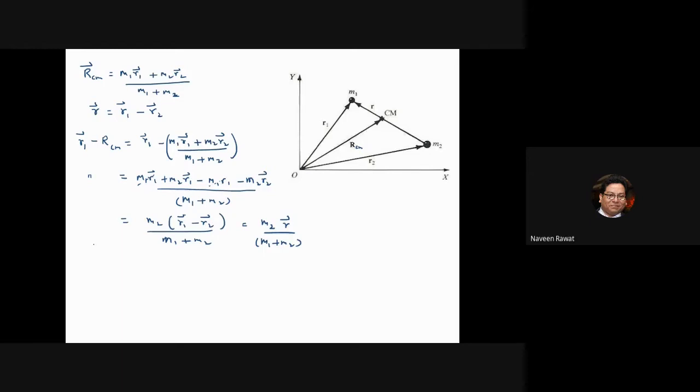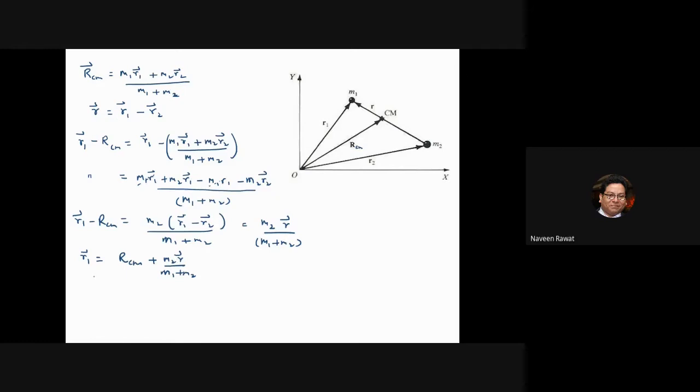Okay, so now I can say that from here r1 can be written as r center of mass, I am taking it on the other side, plus m2 r divided by m1 plus m2. Okay, so you see now I have completely changed the r1 coordinate into the position of center of mass and my value of the entire coordinate system of r.